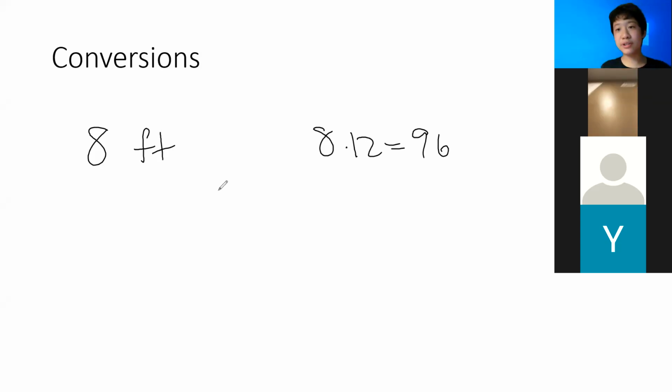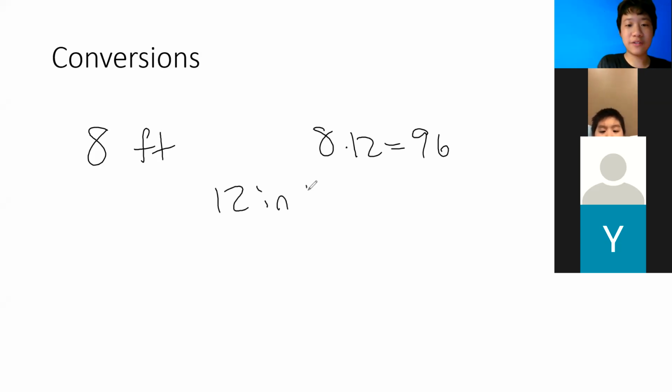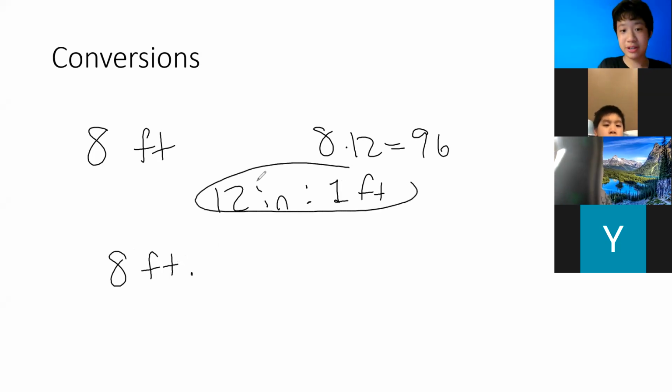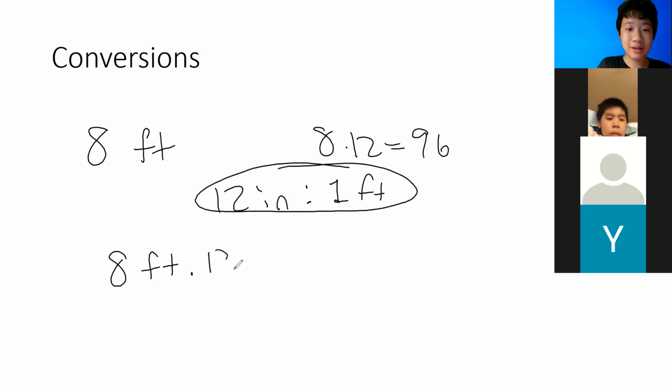So when we do this, we're going to want to use what's called a conversion factor. And a conversion factor in this case is 12 inches to 1 foot. This is the conversion factor. This is a fact. This is real, right? For every 12 inches, we have 1 foot. So now if we start off with our 8 feet, we can multiply this by the ratio here, 12 inches to 1 foot. Remember how ratios are fractions?